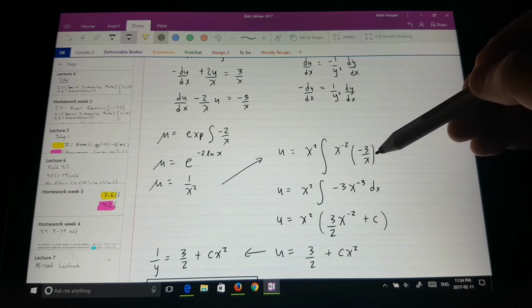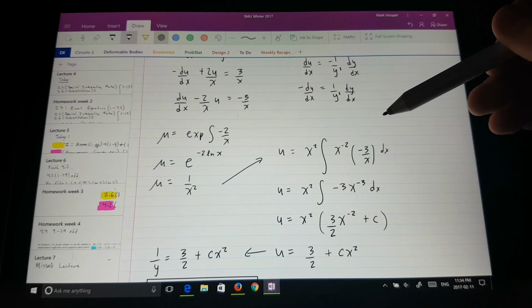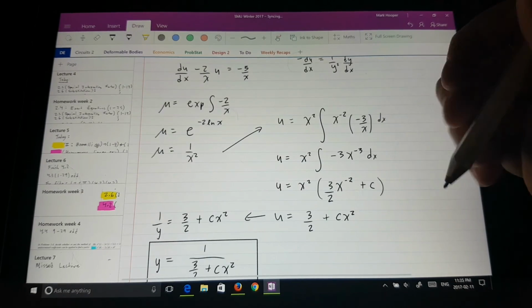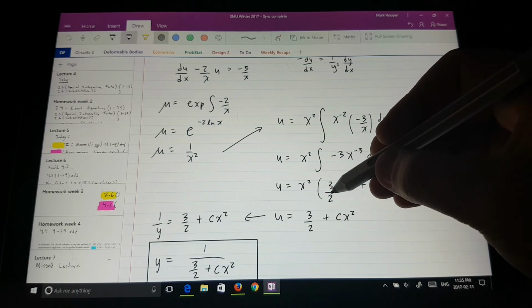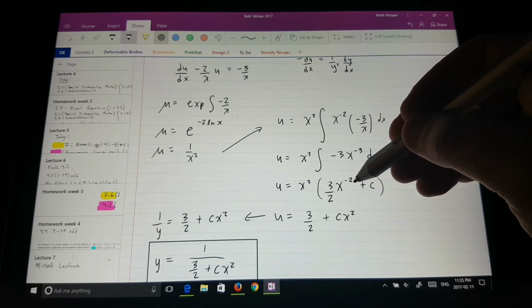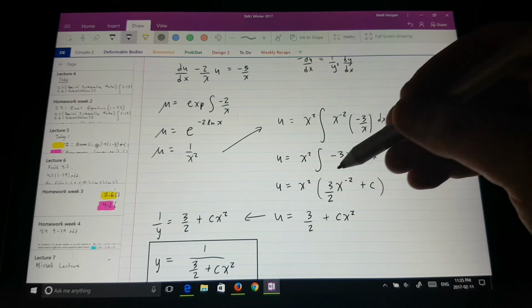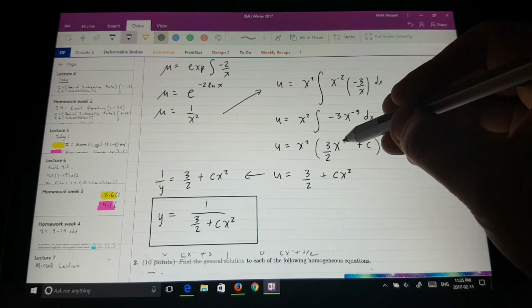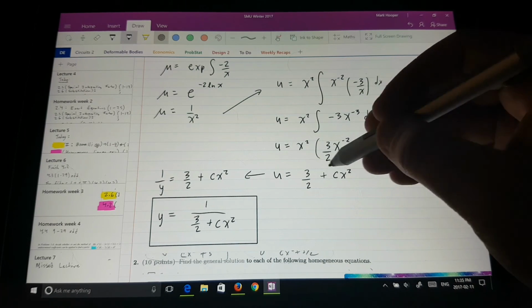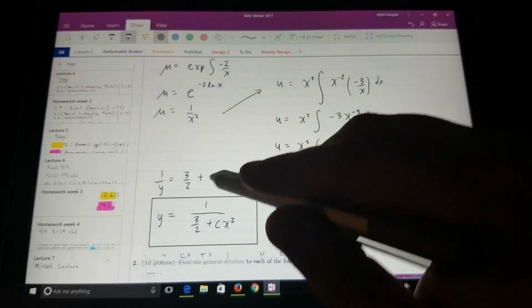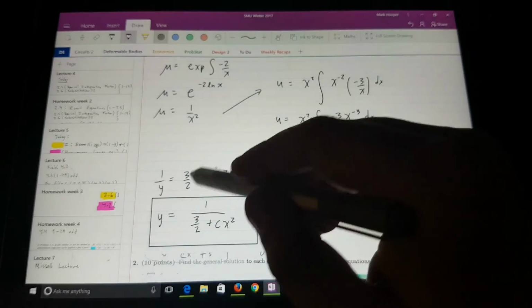So x is, oh sorry, well that's on the bottom, so it's going to be minus 3x to the minus 3, so we're going to raise that up. That negative is going to cancel out, so we're going to get 3 halves x to the minus 2 plus c, and I'm going to distribute that x squared. So then that x squared is going to cancel this x to the minus 2 up top here. We're going to get cx squared, so u is this. Remember, u was 1 over y, so then we do 1 over y, take the inverse of this, and get that.